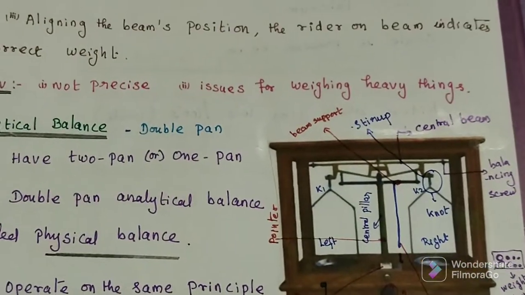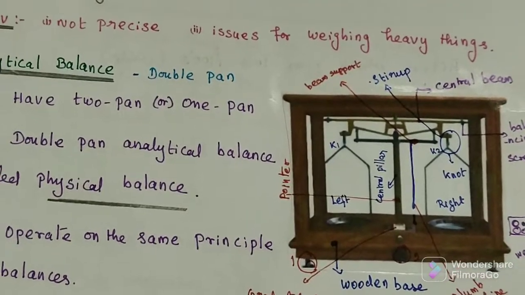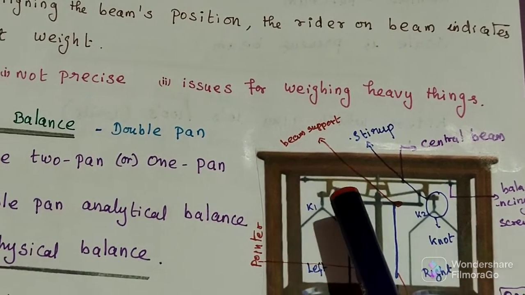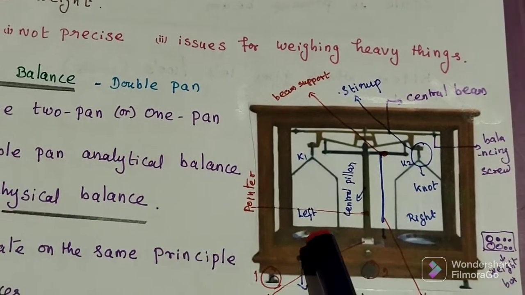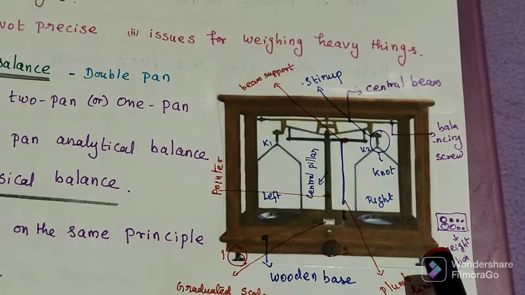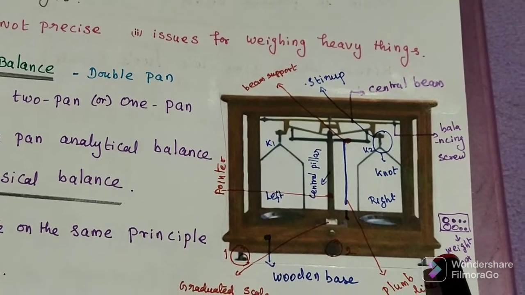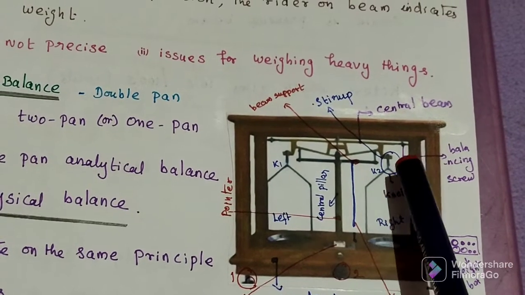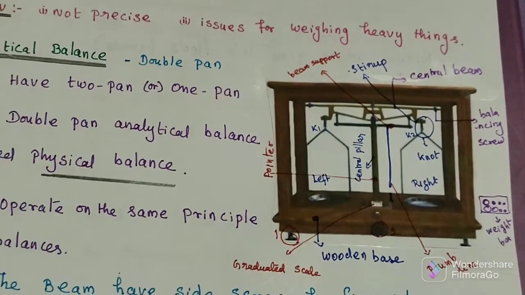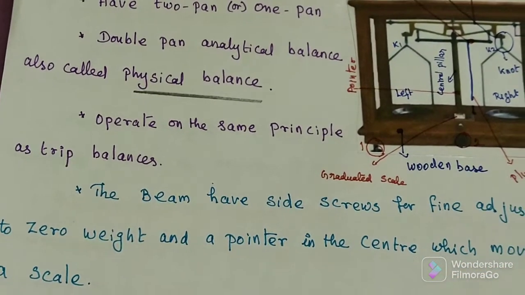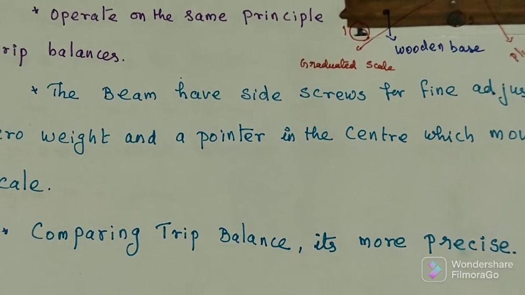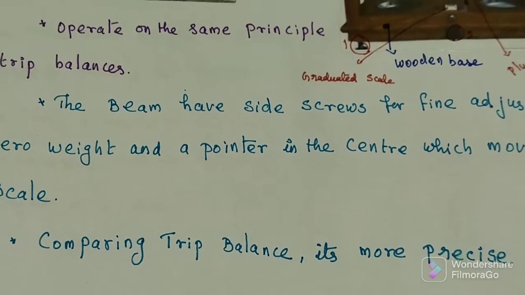So what are the important parts? Here this one is the beam, then this one is the pointer, this one is the left pan and right pan, then the wooden base. This physical balance has a separate weight box, then a balancing screw. This one is the center beam. Compared with the trip balance, this physical balance will give accurate results.